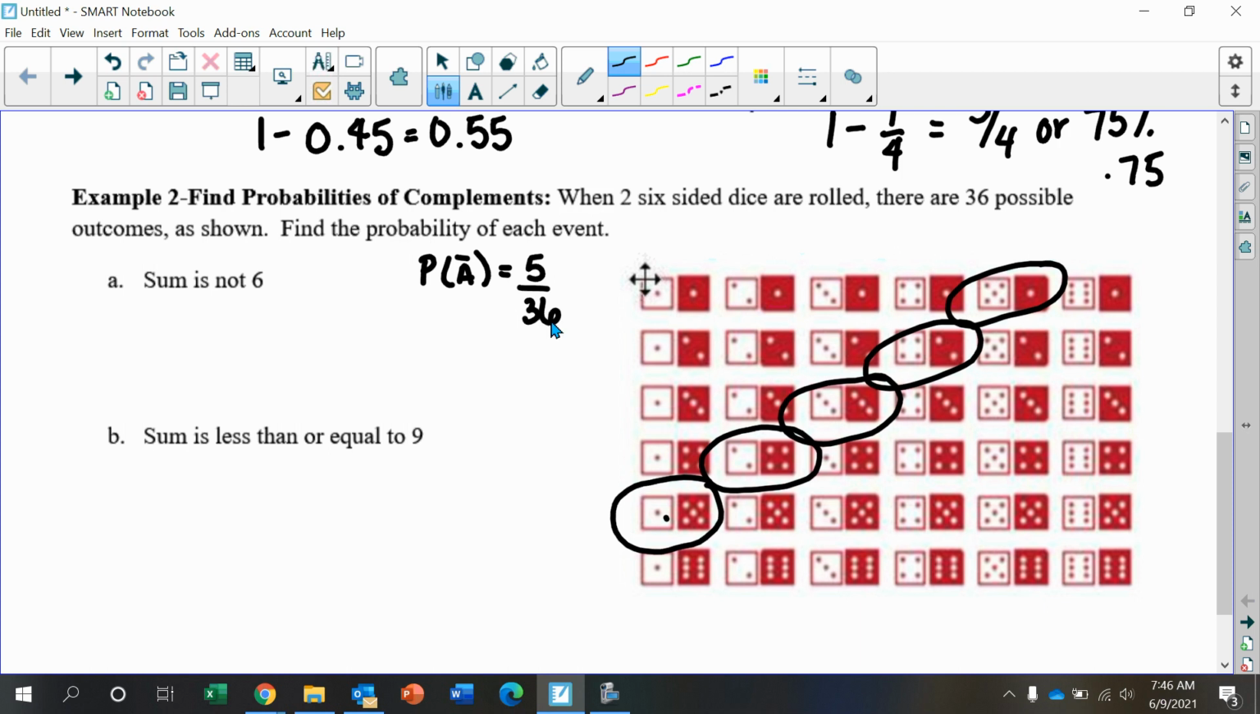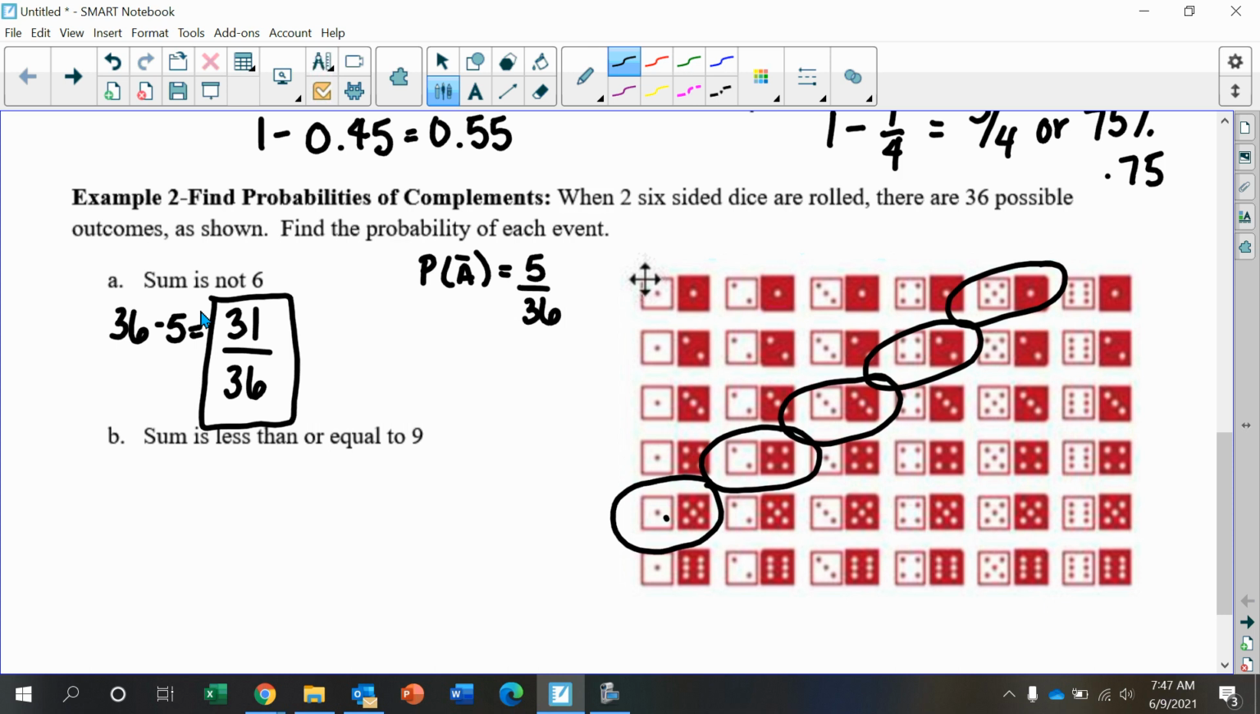To get not 6, what I want to do is 36 minus 5 to get all my possibilities that are not going to give me 6, which is 31, over my total amount, which is 36. So the sum is not 6, so rolling 2 dice and not getting a sum of 6 is 31 out of 36.